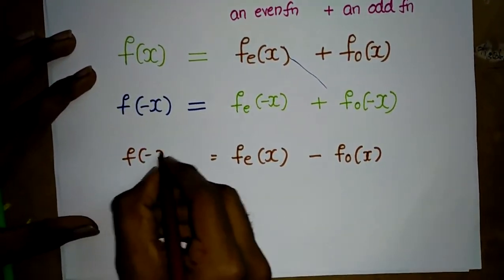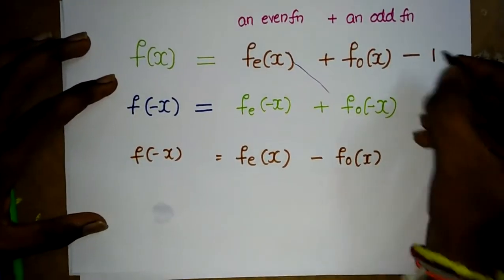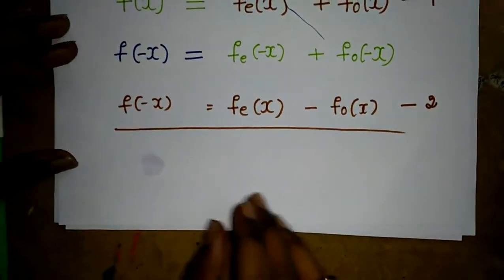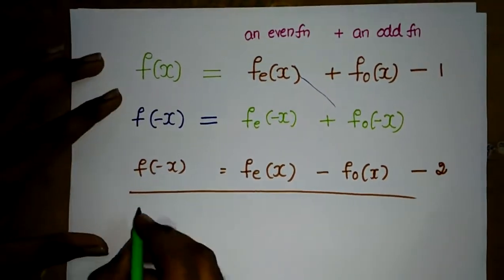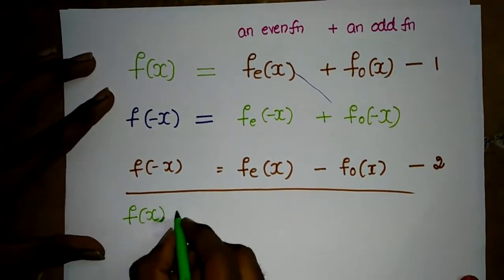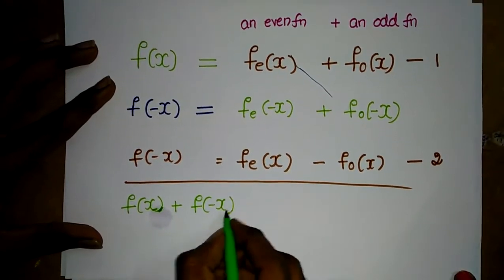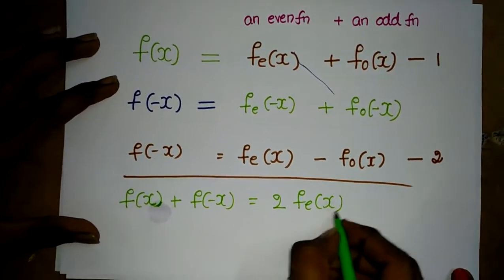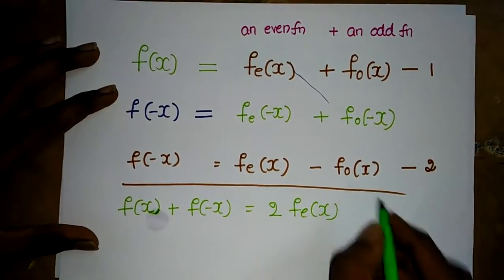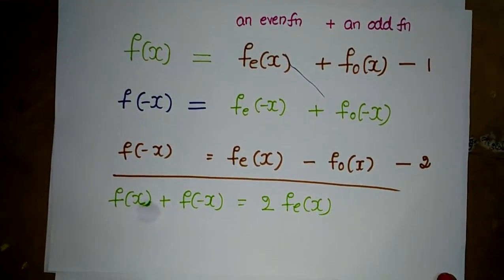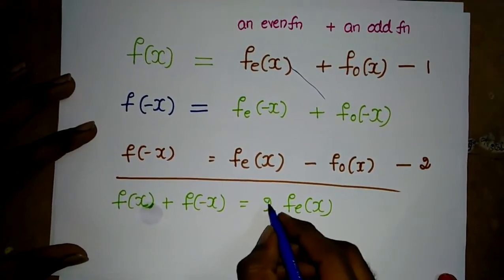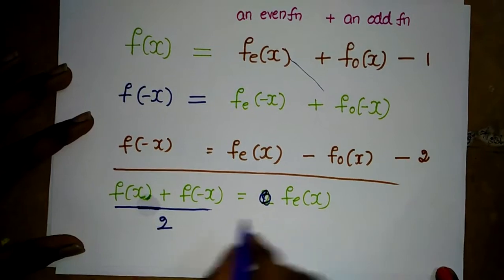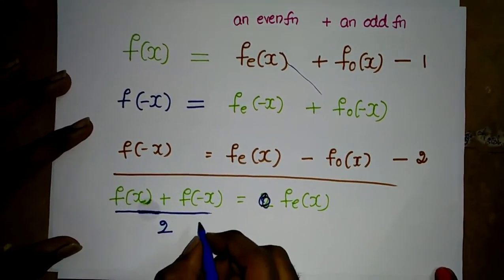This is going to be f of minus x. Let me call this equation 1 and this equation 2. Let me add equations 1 and 2. What are we going to get? f of x plus f of minus x is going to be twice f sub e of x, and plus f sub o of x and minus f sub o of x get cancelled out. That's all. If I bring this 2 to the other side, we have f sub e of x as f of x plus f of minus x upon 2.